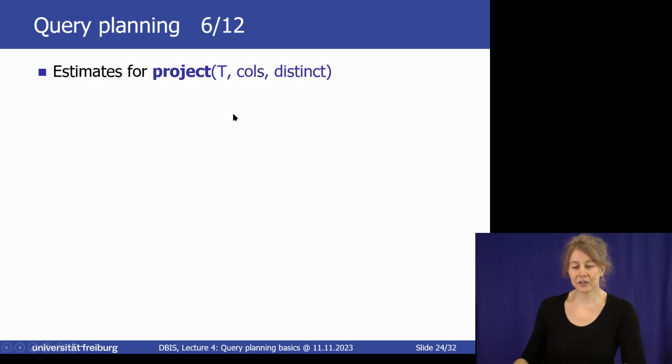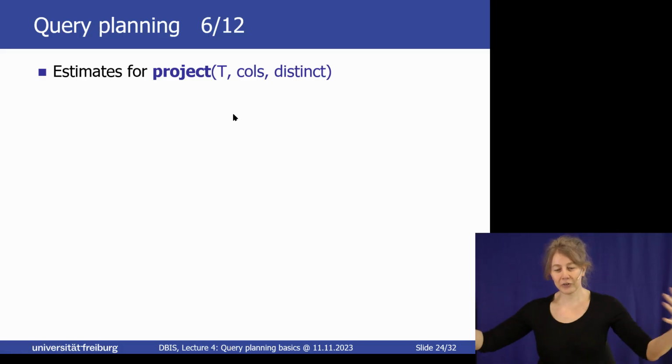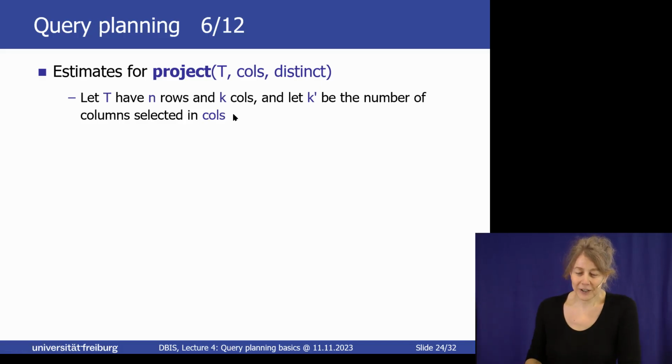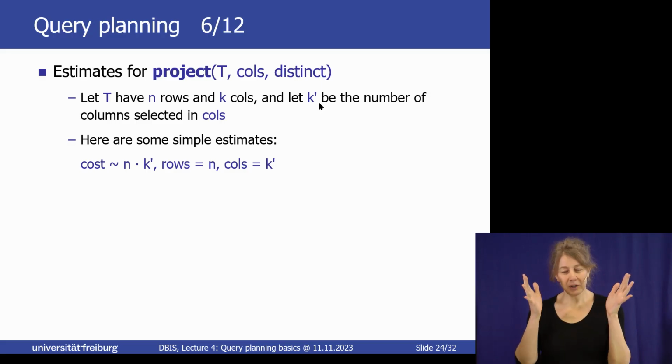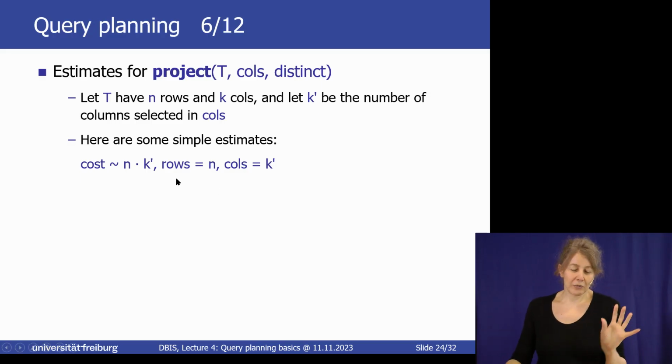Project is just select columns, right? We have select columns, select rows, Cartesian product. So we have a table, that's our input table, n rows, k columns, and k' is the number of columns I select. This is not just a number here, but actually which columns. Let's say it's k'. Here are some simple estimates. Take some time to just appreciate whether they are meaningful or not.